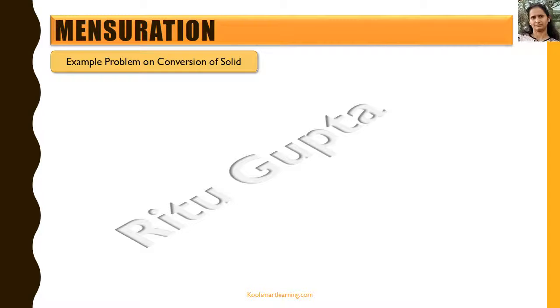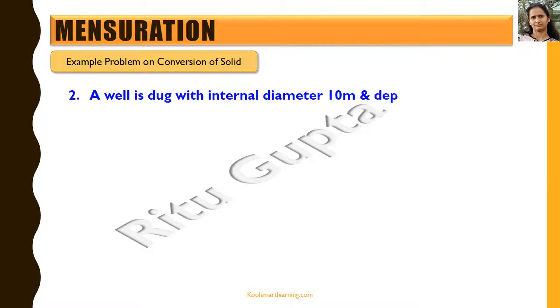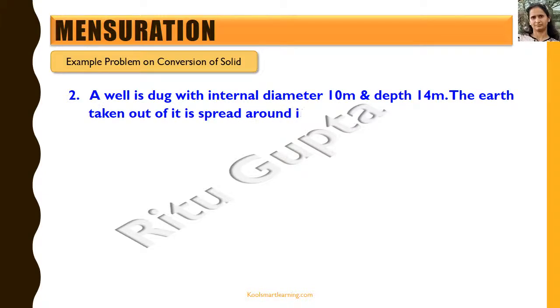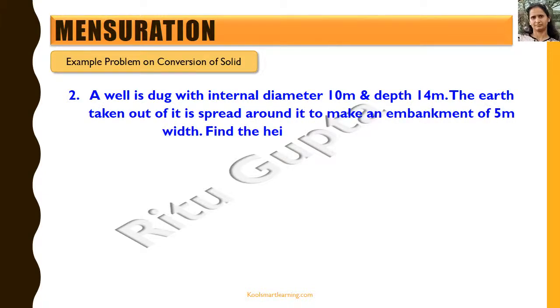So friends, let's look at another example for the conversion of solid. A well is dug with internal diameter 10 meter and the depth of the well is 14 meter. The earth taken out of it is spread around it to make an embankment of 5 meter width. We need to find out the height of the embankment.